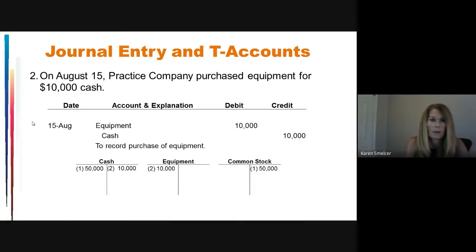Okay, so on this next screen, you'll see that the entry would be to debit your equipment account for $10,000, and that's because we're purchasing equipment. Equipment is an asset, and to increase an asset, we always make a debit entry. We're spending our cash, which is also an asset, and to decrease an asset account, we are going to credit that account. So we make a credit entry. Of course, we write our description there to record the purchase of equipment. And I have added these transactions to the T accounts for this company below.